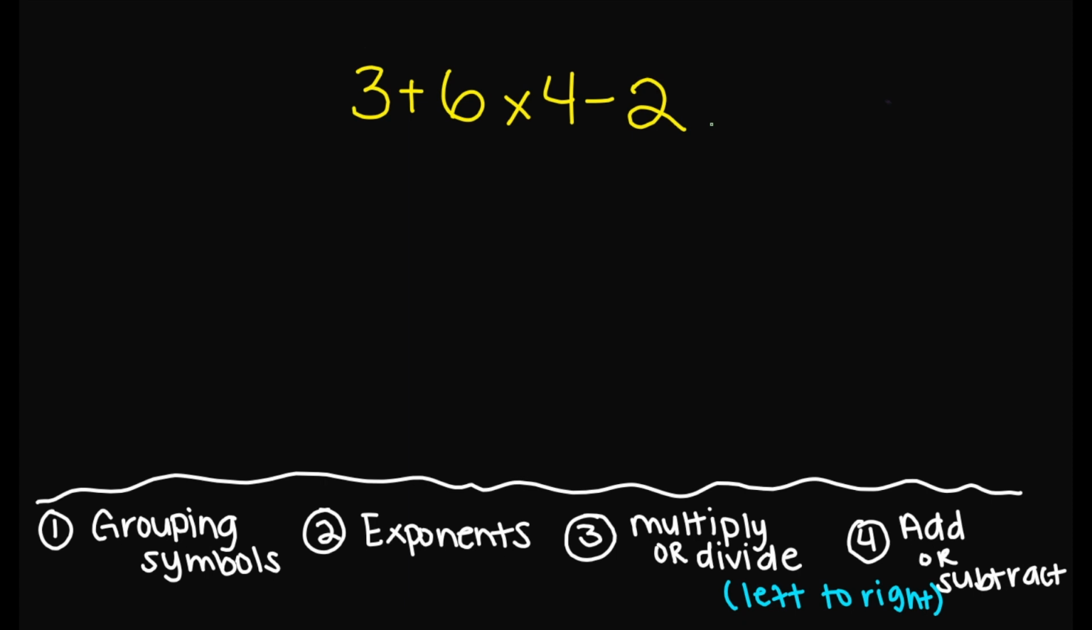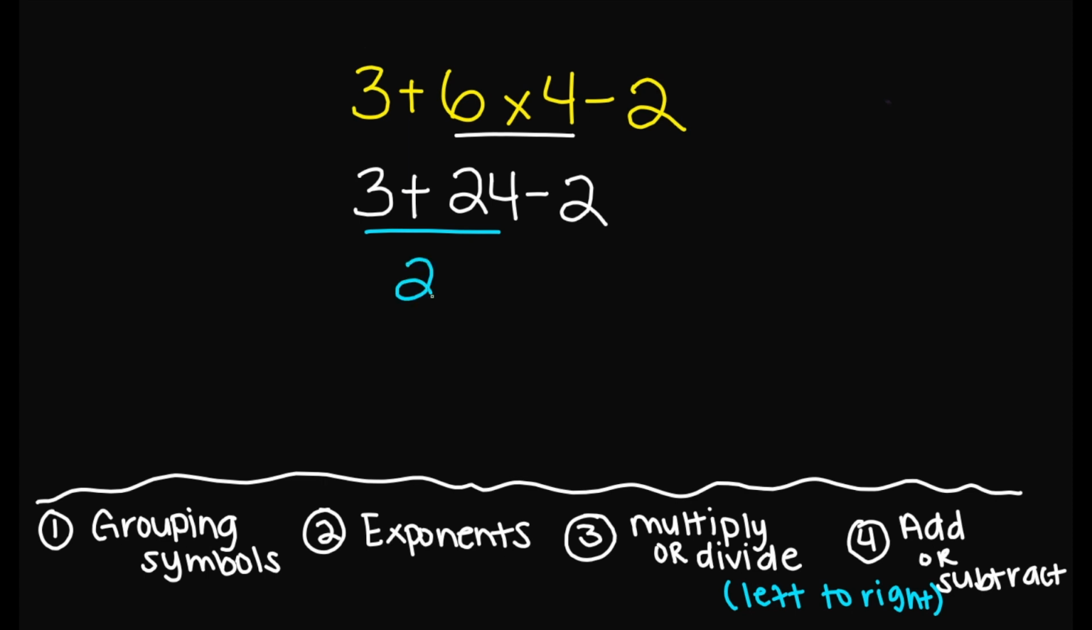3 plus 6 times 4 minus 2. So first we're going to multiply. I have my 6 times 4 here, so I'm going to do 3 plus 6 times 4 is 24, and then minus 2. Next, I have addition and subtraction, so now I'm going to go left to right. So this is going to equal 27, and then 27 minus 2, this is going to equal 25. So your final answer here is 25.